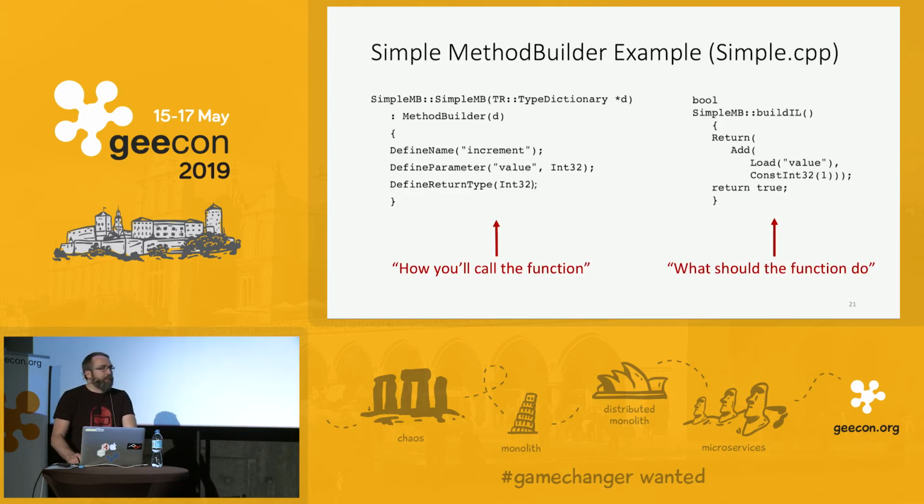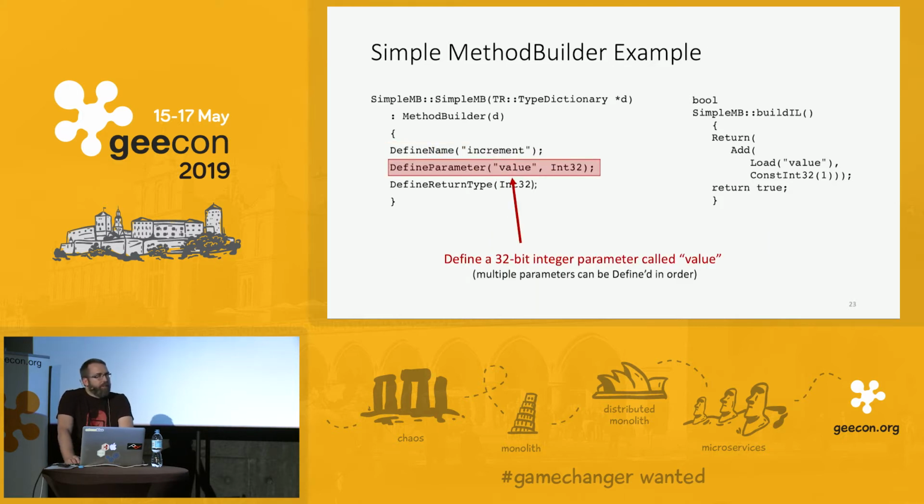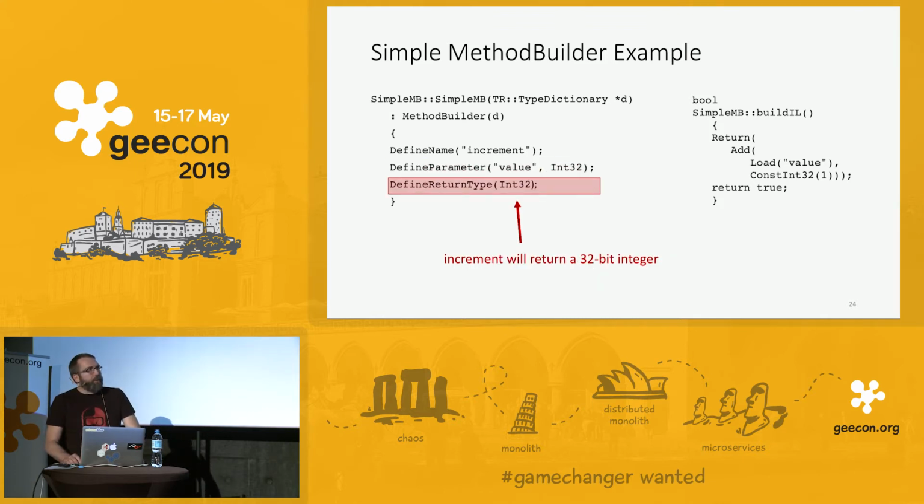So, a very simple method builder example here. On the left-hand side, it's sort of the constructor for your subclass. That tells you that the name of the function is increment. It has a single parameter called value, which has a type of int32, so it's a 32-bit value parameter, and it has a return type of 32 bits as well. So that tells you what your function would look like.